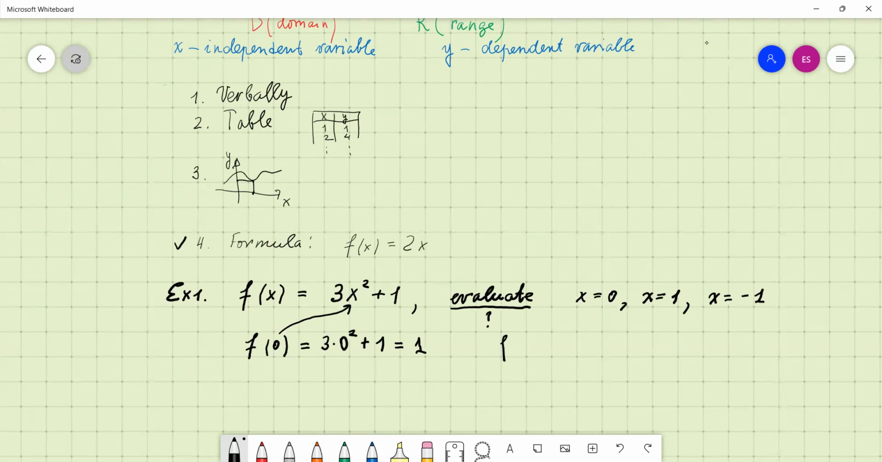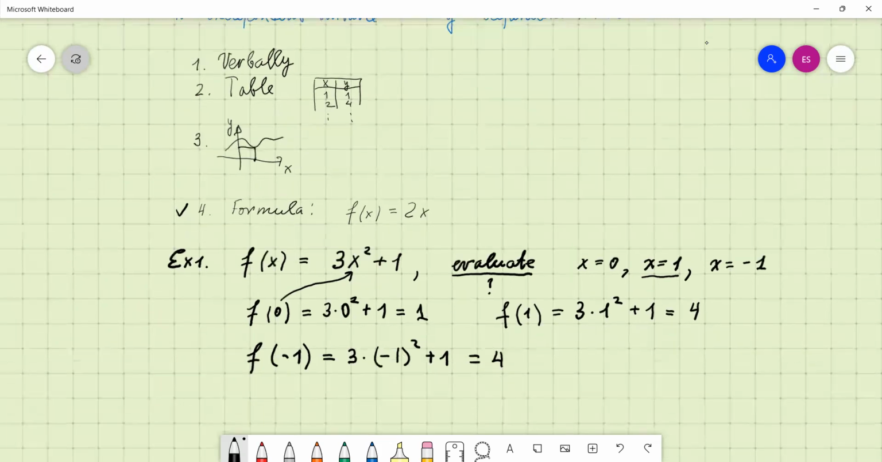Let's do the evaluation of f of 1, the next x over here. The same way, 3 times 1 squared, instead of x we plug in 1, plus 1. Now it's a little bit more complicated. 1 squared is still 1, right? Multiplied by 3 is 3, plus 1 is going to give us 4. And the last value, f of -1. Well, let's just plug everything into our formula. -1 squared equals 1, right? -1 times -1 equals 1. The minus disappears. Times 3 is still 3, plus 1 is still 4.